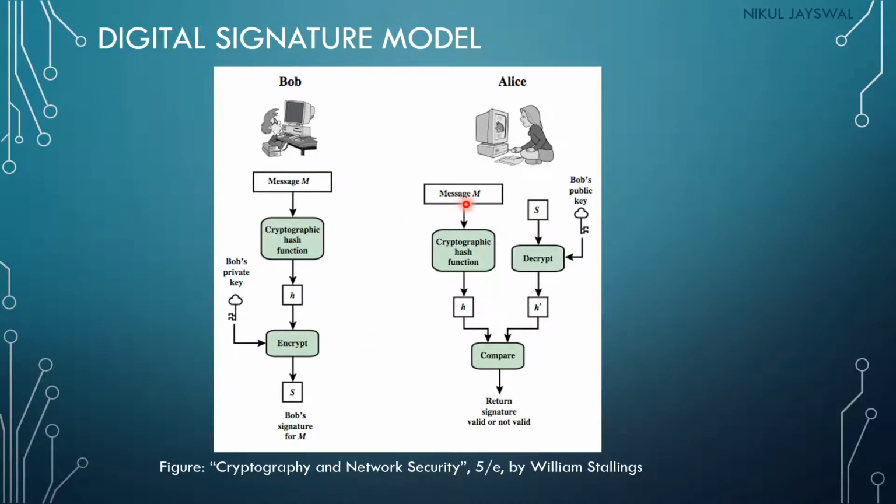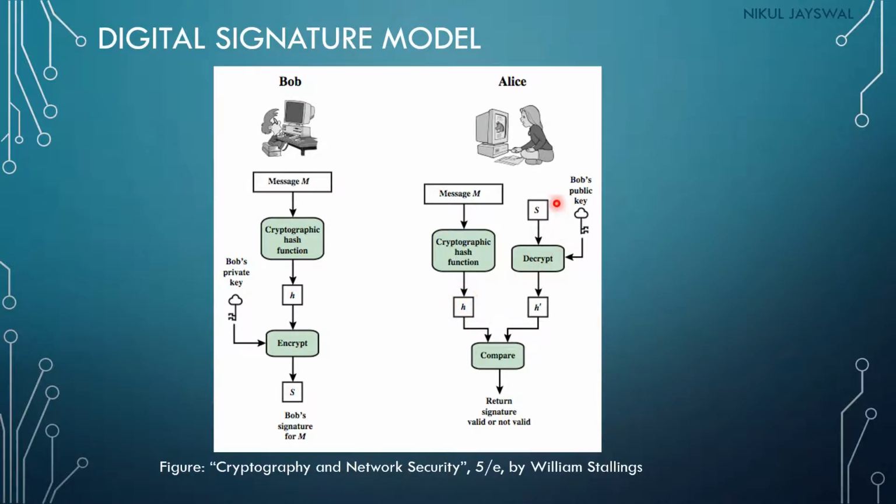It will take the message and the signature. So this is the signature. So signature is basically an encryption of the hash value. Clear? So what will Alice do? It will take the message again. It will give the input to the cryptographic hash function. It will identify the hash value. So this is the regenerated, recalculated hash value.